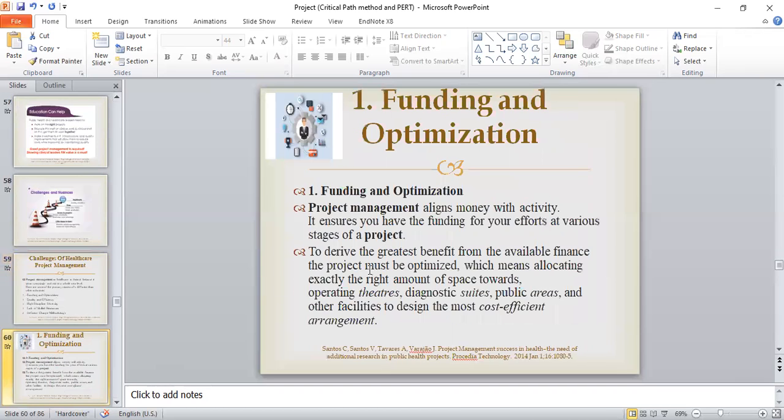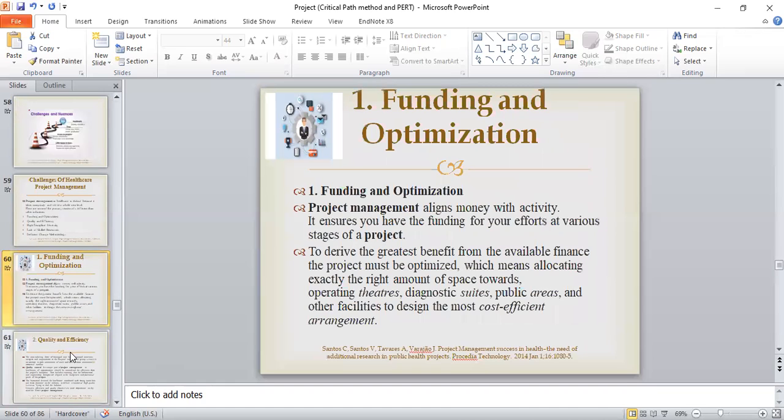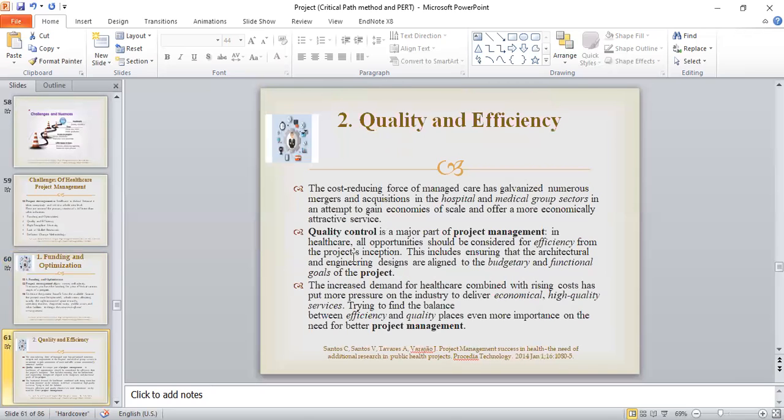Therefore, one by one, funding and optimization: project management aligns money with activity. To deliver the greatest benefit from available finance, the project must be optimized, which means allocating the right amount of space towards the right theaters, diagnostic suites, and public areas. There may be quality and efficiency issues. Quality control is a major part of project management in healthcare. All opportunities should be considered for efficiency. Therefore, there is increased demand for healthcare combined with rising cost to deliver economical high quality services.